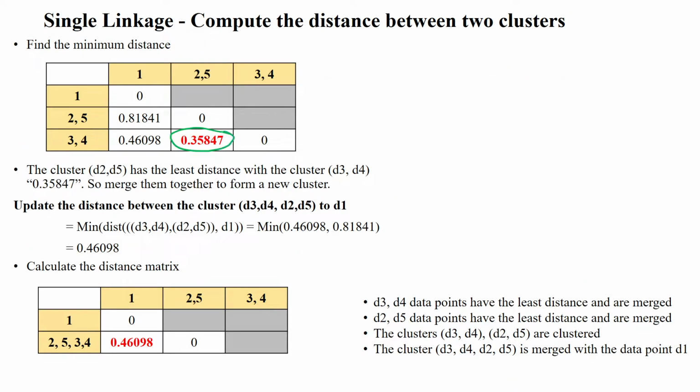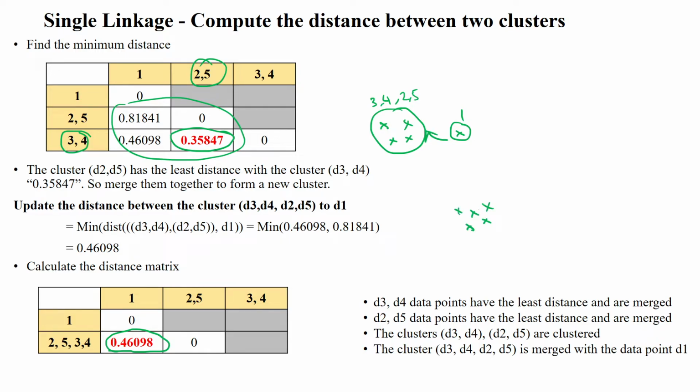Now we observe which is the minimum value. Out of these three values, the minimum is 0.35847. So now we merge 3 comma 4 and 2 comma 5 into one cluster, 3 4 comma 2 5. Then one more data point is alone, so two clusters. Then we apply the distance matrix and get 0.46098. Since only one data point is available, we can combine it with this cluster. Finally we get all the data points in a single cluster by using single linkage.